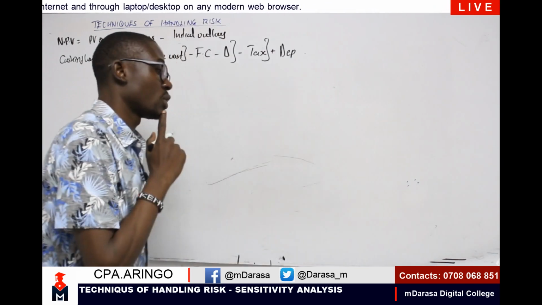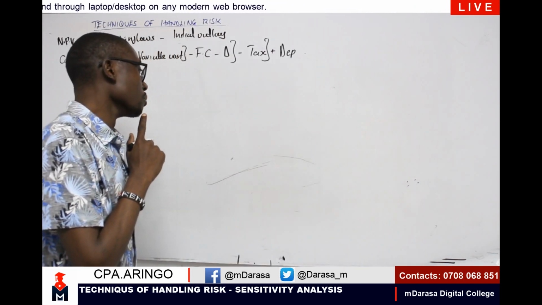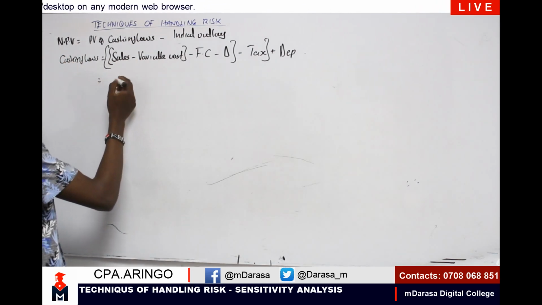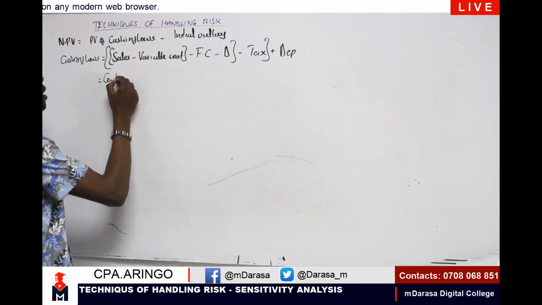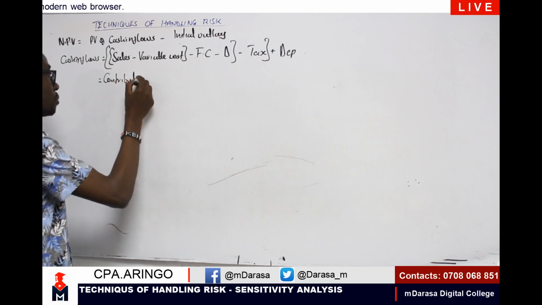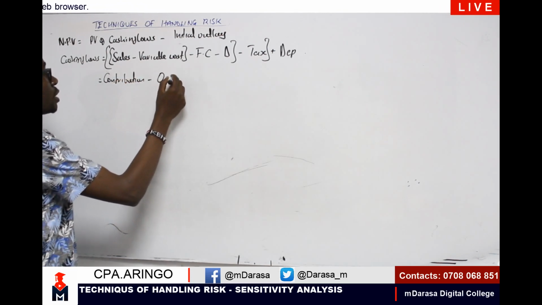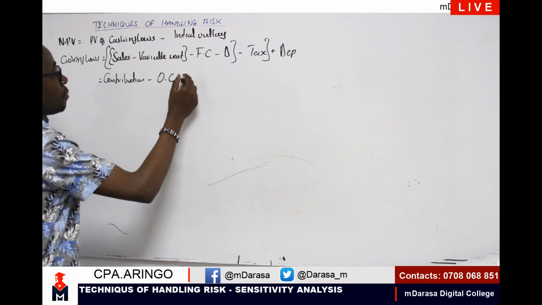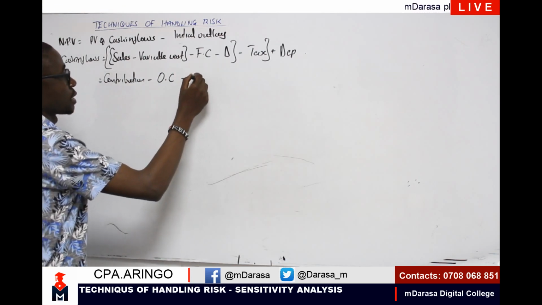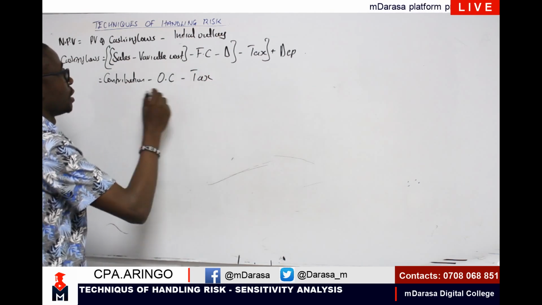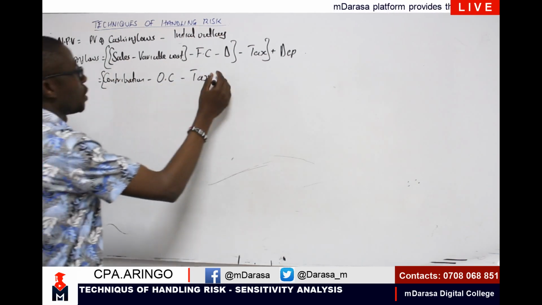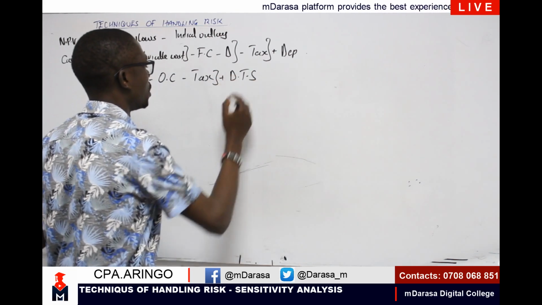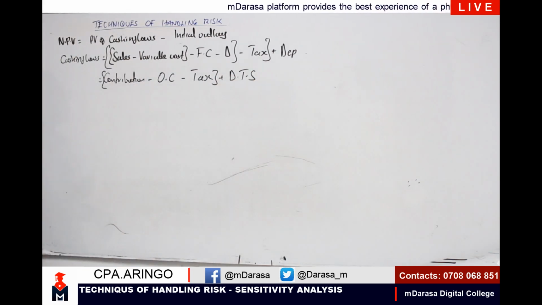Better still, on the same note, you can either use the concept of contribution, so you can talk of contribution minus any operation cost that you'll be having, which in this case we're referring to as fixed cost, minus tax, so that at the end of the day we add the depreciation tax shield. Recall what we did.